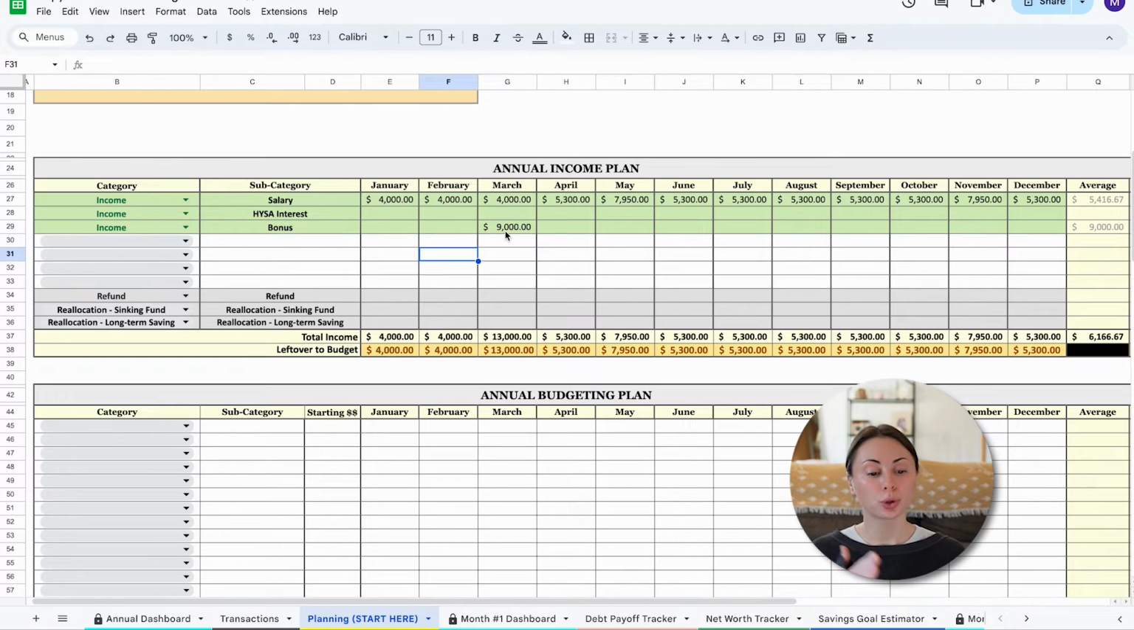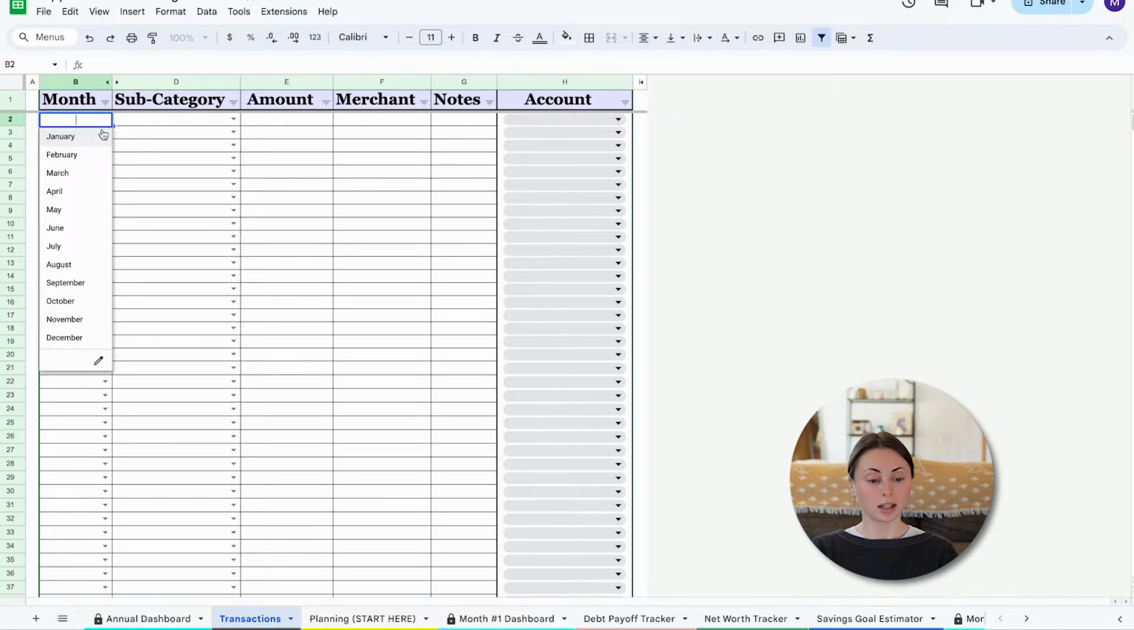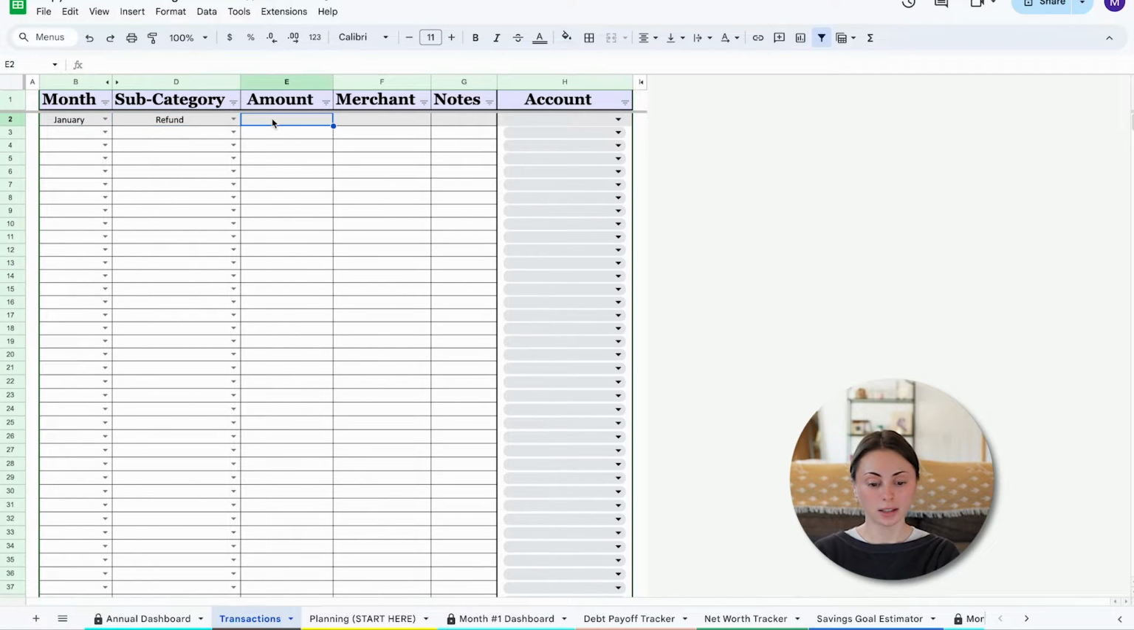Okay, so now we're gonna go through the refund and reallocation sections. Basically, the idea is if you purchase something and you return it, you're getting money back, but that money you get back isn't income. So we wanna make sure it's not affecting our income numbers. So you'll have this line item for refund. For example, if I have $50 of refunds, I'll enter that here in the income plan. But I also need to go into transactions for January, go to refund, $50. You can enter what it's for. So you can just say Amazon return. And we'll get to this later, but you can choose the account.